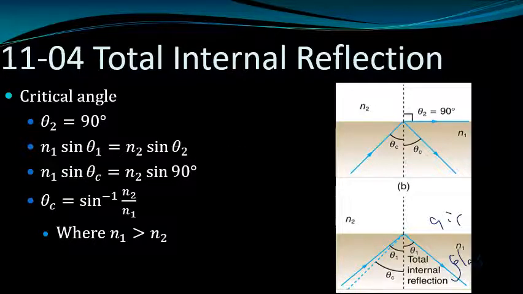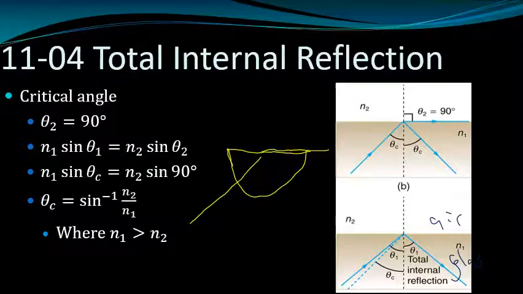If we had lab, we'd do this with a semicircular prism. We'd shine light in, and we would tell when it refracted right there, and we could measure that, and that would be our critical angle.